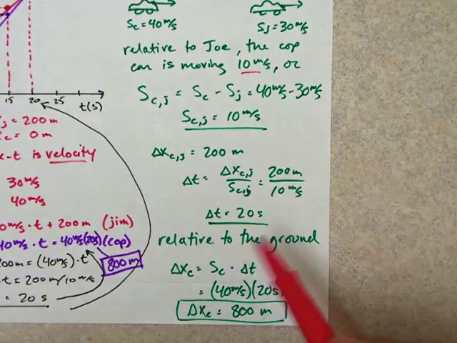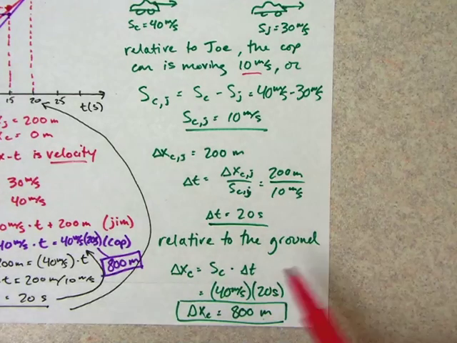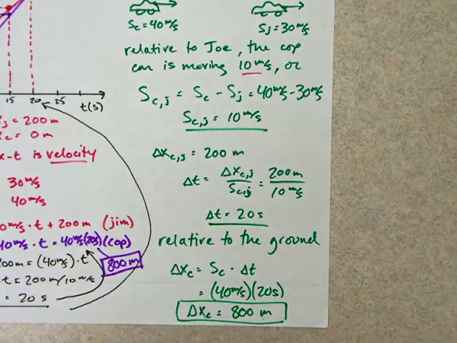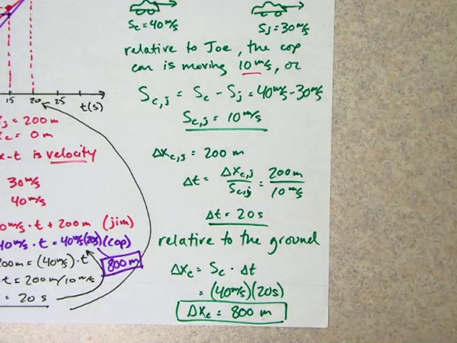Relative to the ground though, the question is asking how far does the patrol car travel before catching Jim. That's a question relative to the ground. So I have to go back and use the speed of the car relative to the ground, which is 40 meters per second, and take the 20 seconds it takes to catch up, and voila, I get the same change of position of 800 meters.